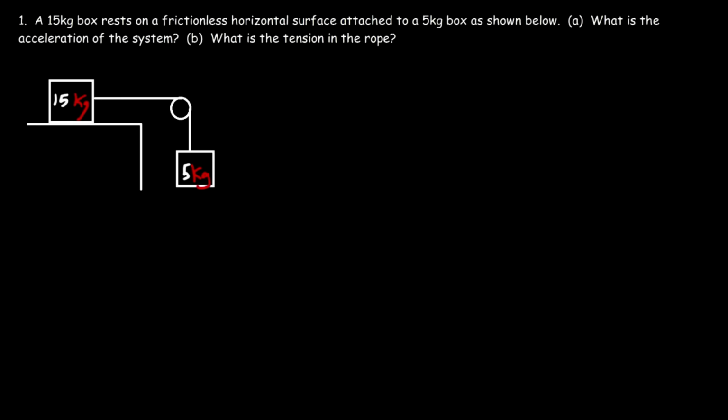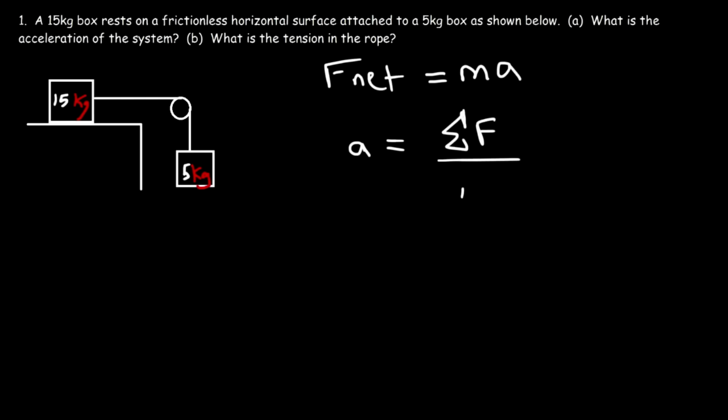Now, a quick and simple way that I like to use in order to find the acceleration is Newton's second law. The net force is equal to the mass of the system times the acceleration. So therefore, if you solve for the acceleration, it's going to be the net force divided by the total mass of the system.